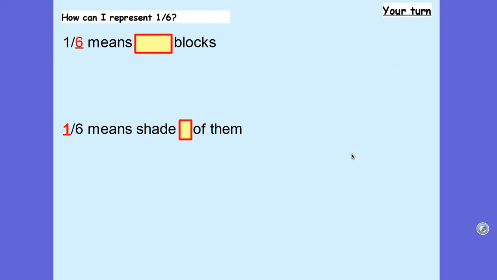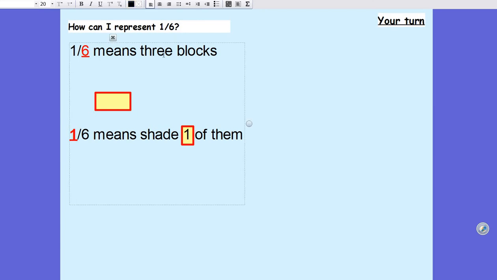Over to you. Can you please, in your light blue book, show me 1/6, please? Pause the video and do that now. Okay, let's go through the answers. 1/6 means we need how many blocks? Is it 3? No, we need 6 blocks this time. 1/3 was 3, so we need 6 this time.